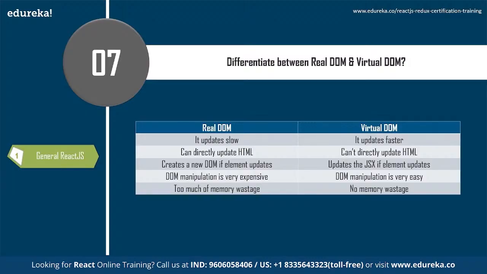Now, the next difference is DOM manipulation is very expensive in real DOM because every time you have to create the new DOM, while DOM manipulation in React, that is virtual DOM, is very easy. And real DOM results in too much memory wastage, while virtual DOM results in no memory wastage at all. The reason, we know, is that every time a new DOM is created whenever any element gets updated, while with the help of virtual DOM in React, only the JSX part gets updated with the update in any element.